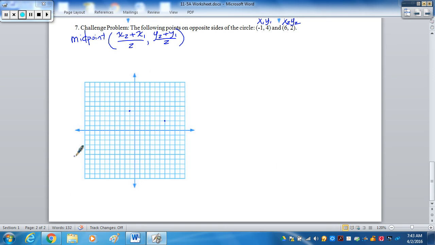So I get this, 6 minus 1 over 2. Maybe I should just plus -1, which is the same thing as 6 minus 1. Okay. And then I have 2 plus 4 over 2. Okay. So the midpoint here is going to be 5 over 2, which is 2.5. And this one would be 6 over 2, which is 3.